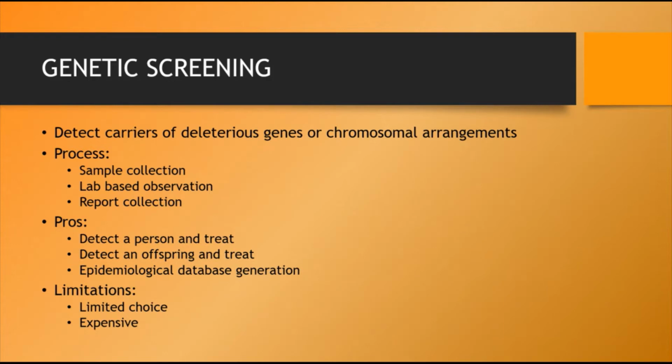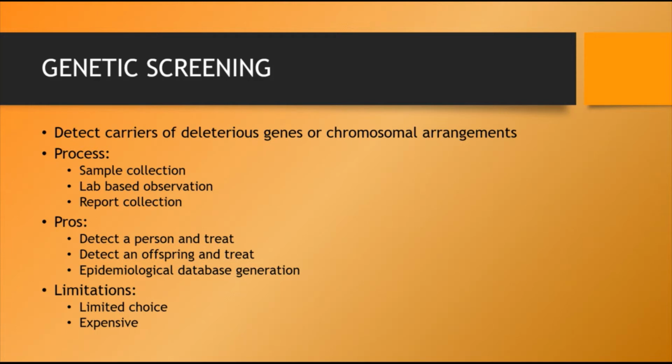The next one is genetic screening. So it again refers to an application of tests to a group of people or to a particular individual for the purpose of detecting the carriers of certain deleterious genes or the chromosomal arrangements, right? Now, how is this process done? So firstly, there's a collection of a sample which could be of your blood, your skin, your hair.